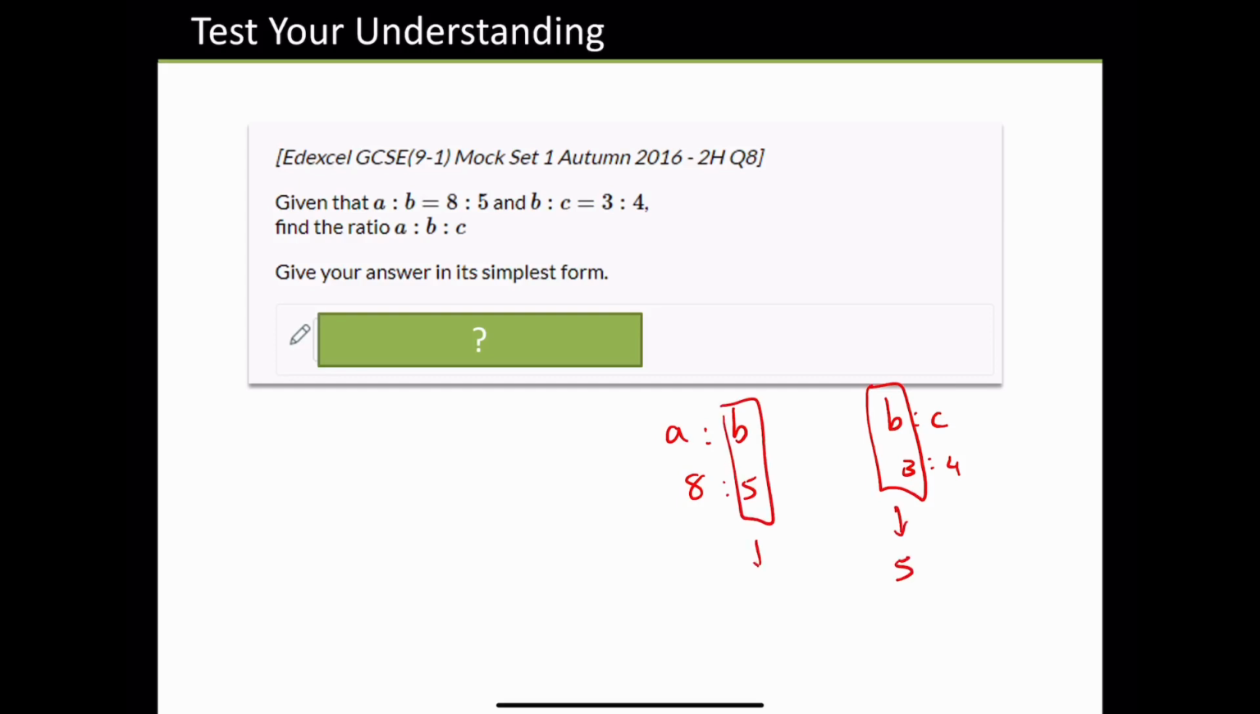So multiply this by 3 and this by 5. You need to make sure that you also multiply the other part of the ratio. So this is going to be multiplied by 5, and this is going to be multiplied by 3. So you've got 24 to 15 to 20. And don't try to simplify like I initially did, because you get 12 to 7.5. You always leave as integers.